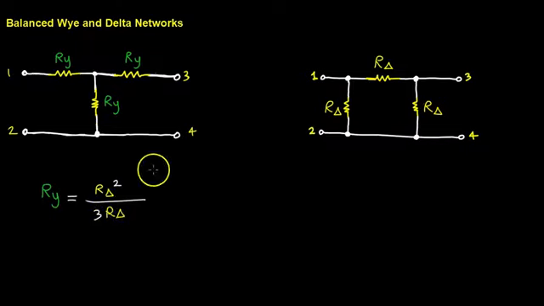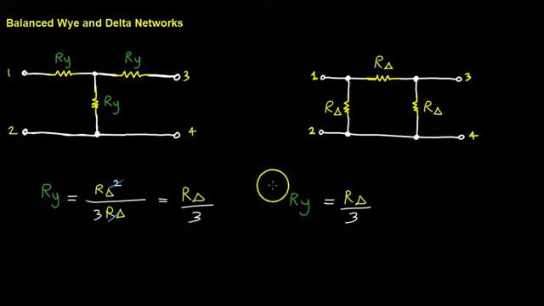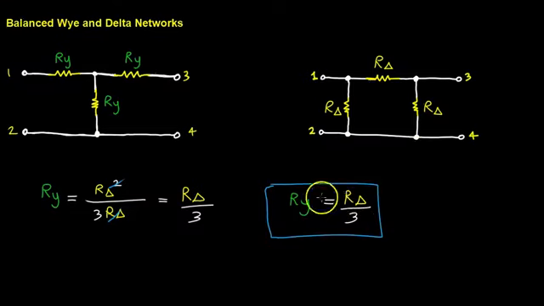And that's going to cancel the exponent and one of these terms, and I'm going to have R delta over 3. Now let me write this here: Ry is equal to R delta over 3. We're going to box that, and we're not going to worry too much about what this means in the meantime. This is important for power circuits and three-phase circuits.